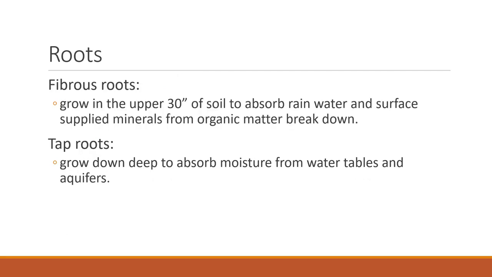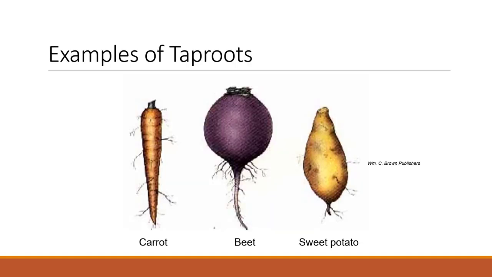So fibrous roots grow in the upper 30 inches of the soil, absorbing rain and water and surface supplied minerals from organic matter breakdown. And then taproots grow down deep to absorb moisture from water tables and aquifers. And here's some examples of taproots. Now remember I said potatoes are stems. Sweet potatoes are not in the same family. They don't have eyes, they are roots.